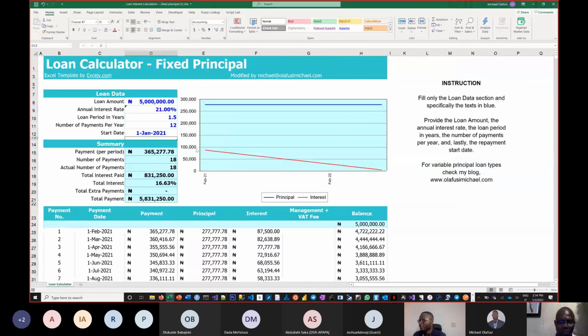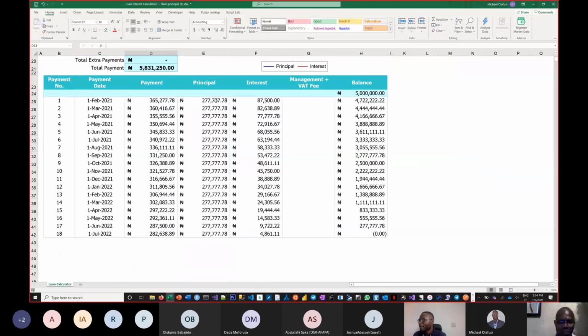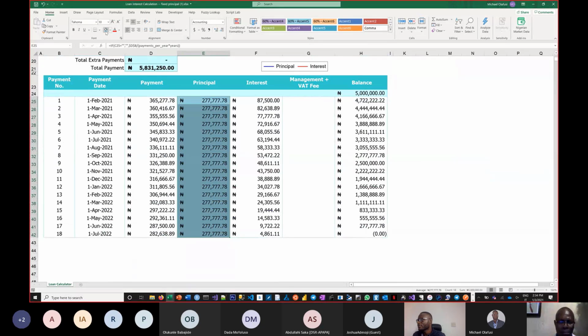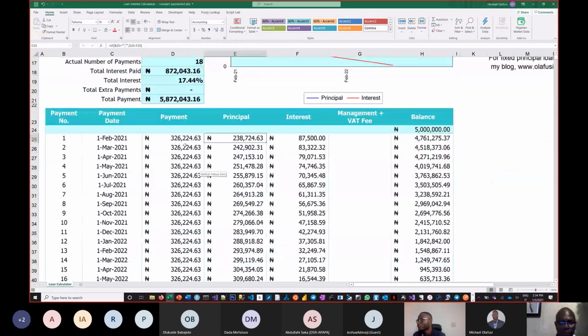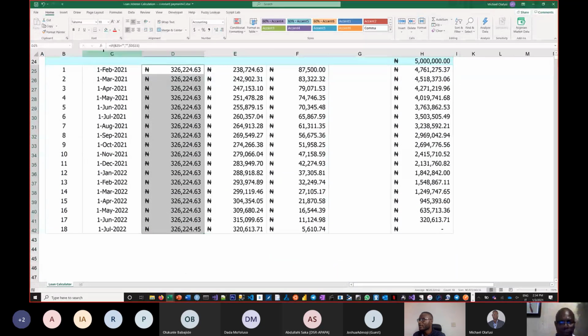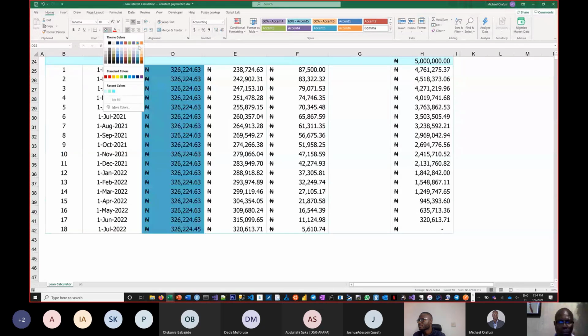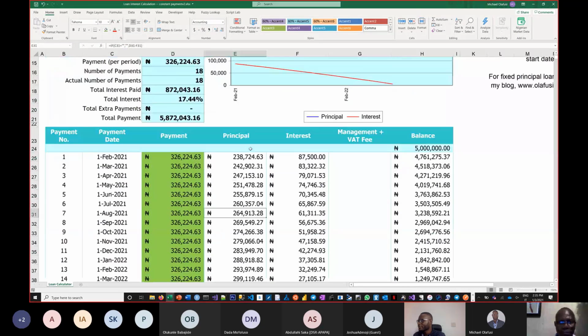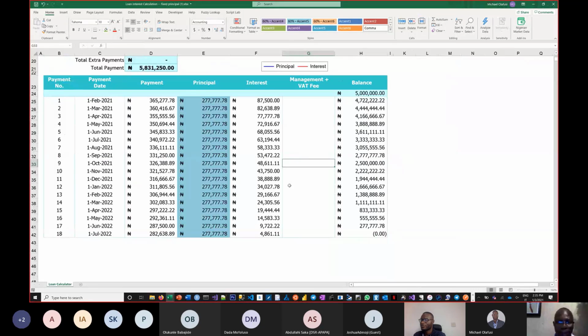Now, let's see the difference. For fixed principal, you are paying an equal amount to cover the principal every month. So this is that difference that I keep talking about. Whereas in this one, your total to cover both principal and interest are the same. So this is that difference. Now, which one favors you more as the person taking the loan? Let's go check it out.